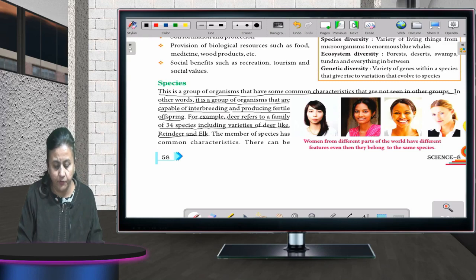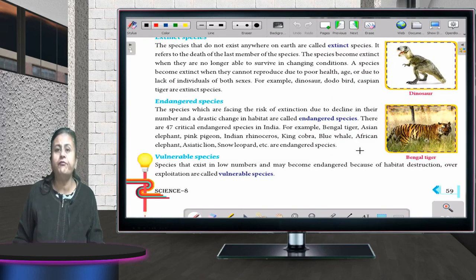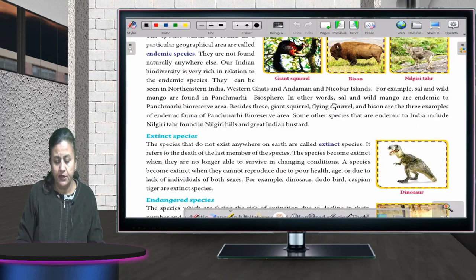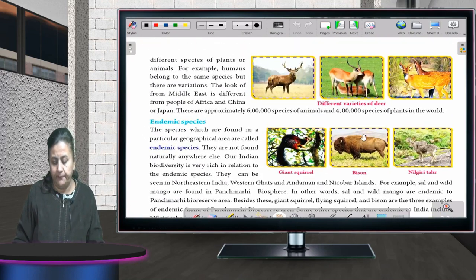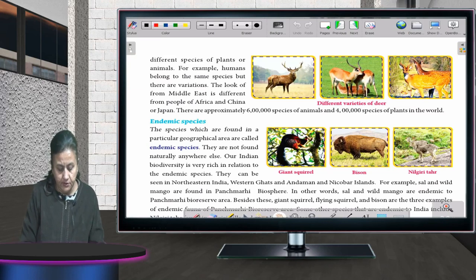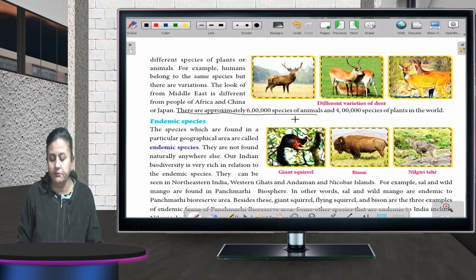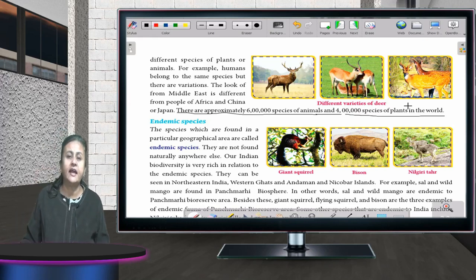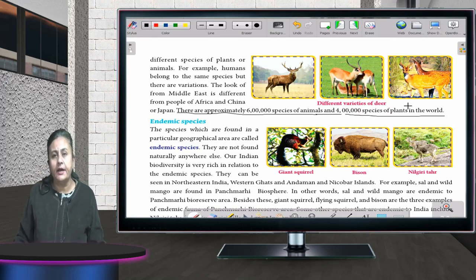Now moving to the next one. There are different types of species. There are approximately 6 lakh species of animals and 4 lakh species of plants in the world. How many? 6 lakh species of animals and 4 lakh species of plants. Now we'll talk about different species.